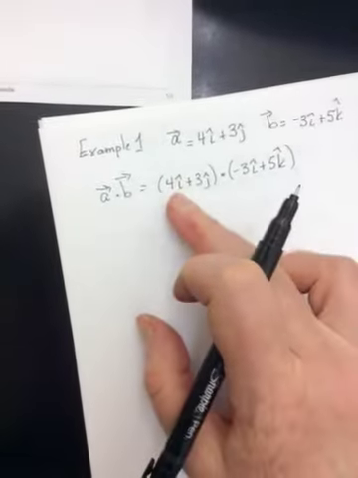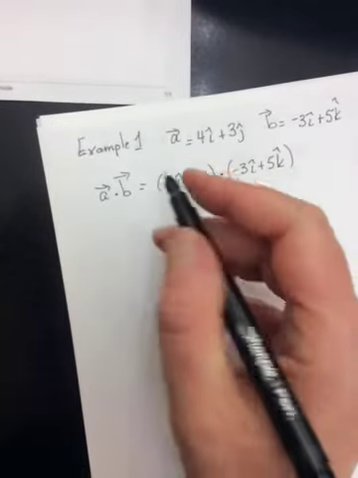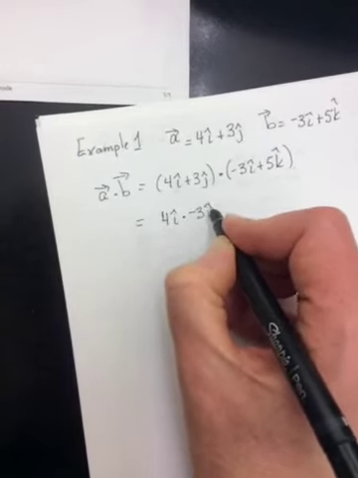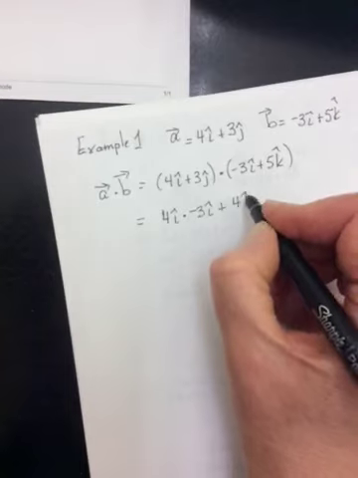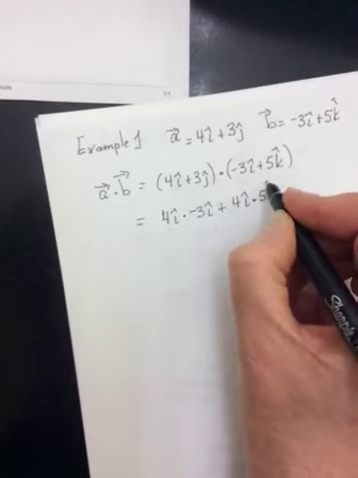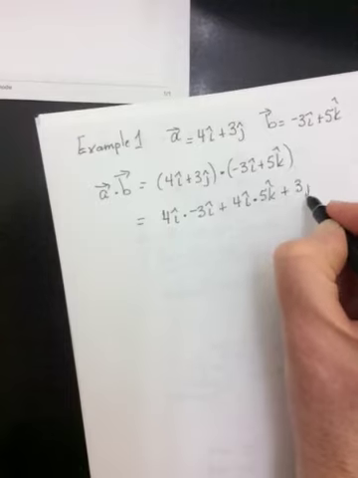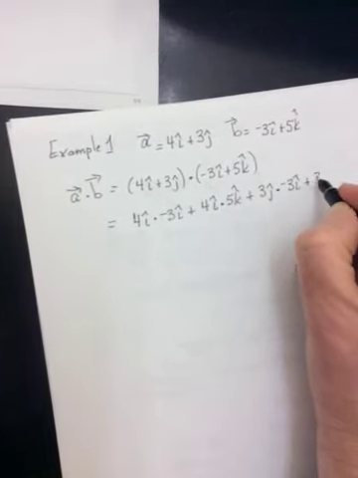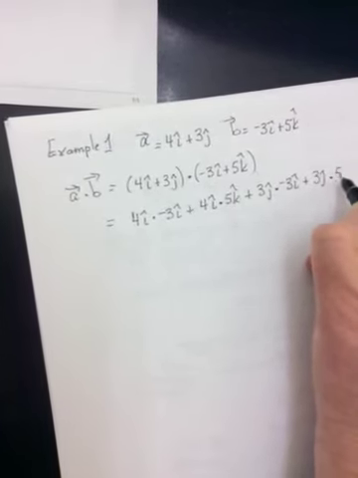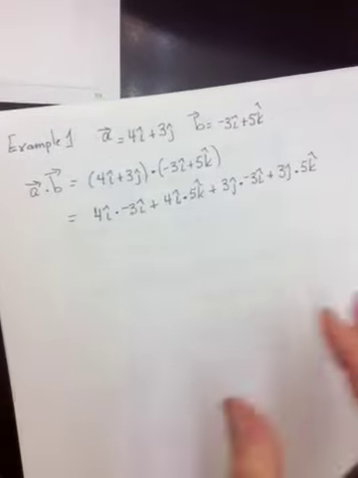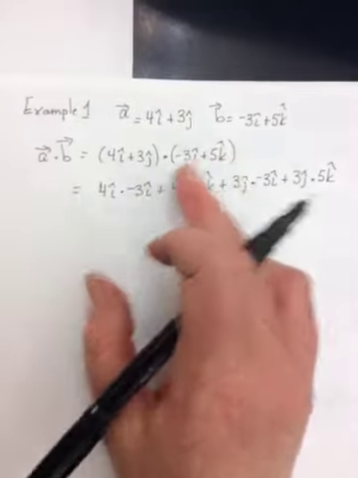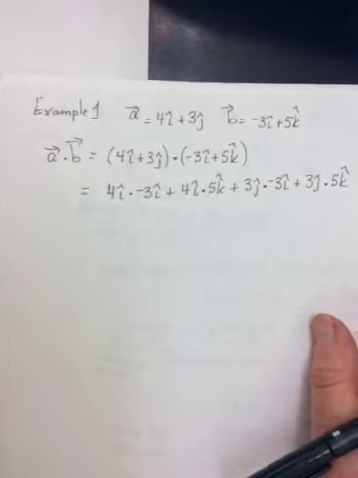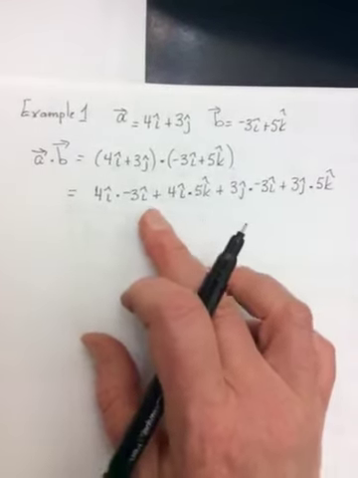We have to multiply every term of the first vector by every term of the second vector. So it'll really be 4i dot negative 3i plus 4i dot 5k plus 3j dot negative 3i plus 3j dot 5k. Okay, so all I did was multiply the i by both terms and then the j by both terms. So the two components in the first one by the two components of the second one. Now we have to actually multiply them out.